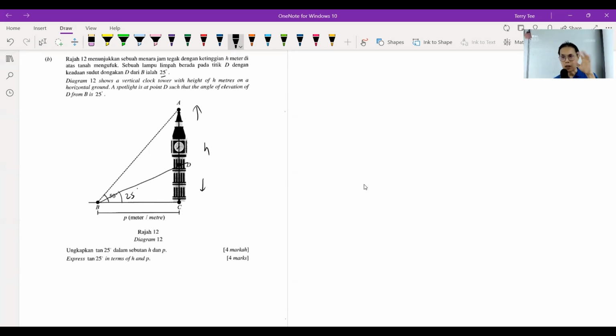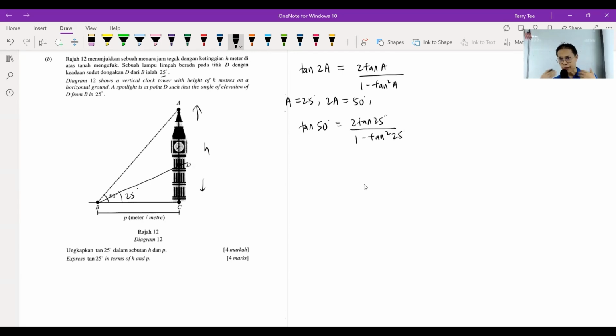So here we need to relate 50 and 25. So this is where we have to use the tangent 2A formula. Tangent 2A is 2 tangent A divided by 1 minus tangent square A. So if your A is 25, your 2A should be 50. So we write tangent 50 equals 2 tangent 25 divide 1 minus tangent square 25. Now, it doesn't look very complicated, but if you were to write all the tangent 25, tangent 25, it's very long.